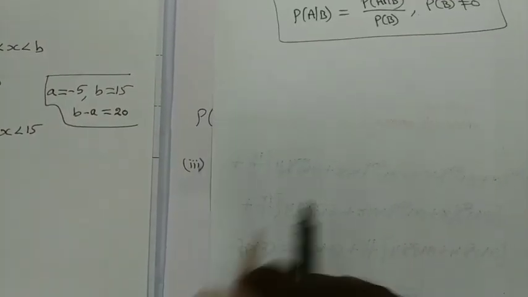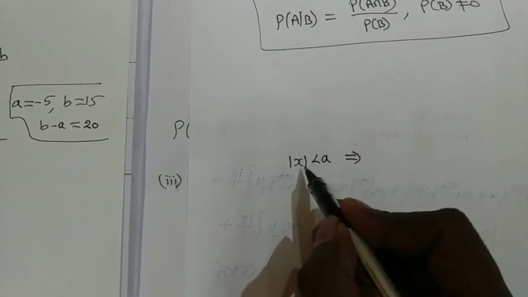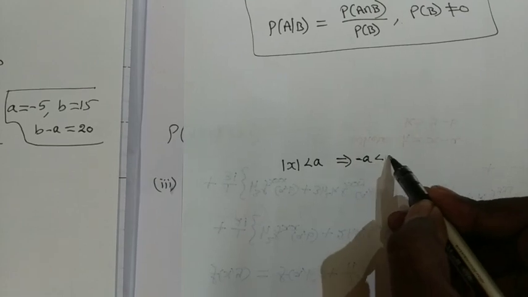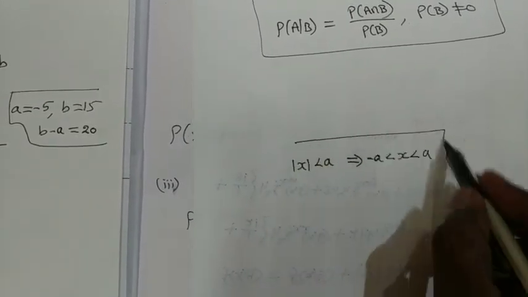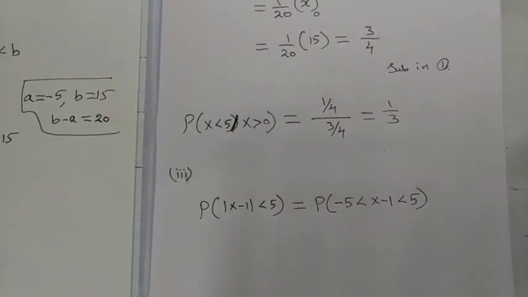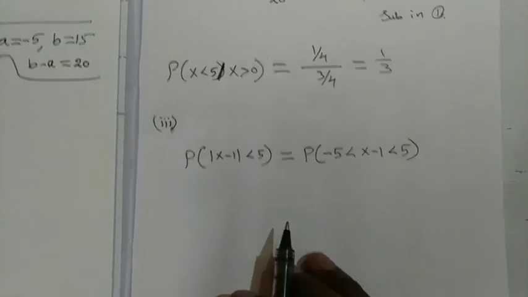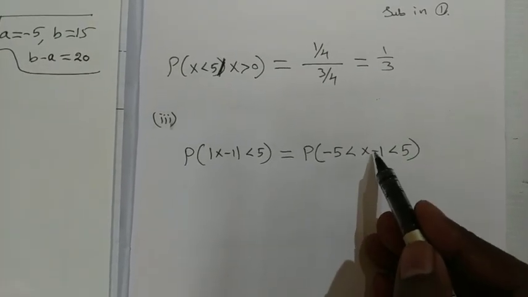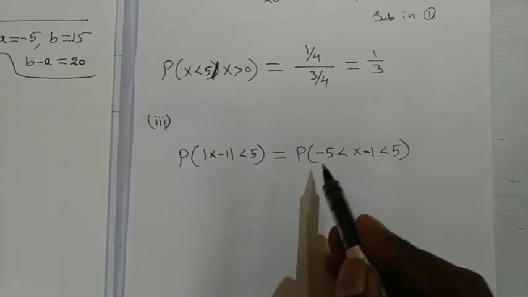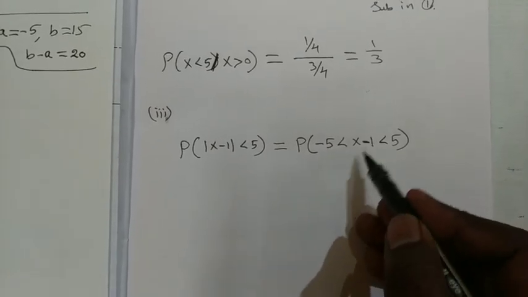Actually you can write the formula also. Mod x is less than a implies minus a to plus a. So this is the formula. Similarly, the modulus of this value can be written as minus 5 to plus 5. But I want x in between, so I want to cancel minus 1. To cancel minus 1, I am going to add 1 on both sides.